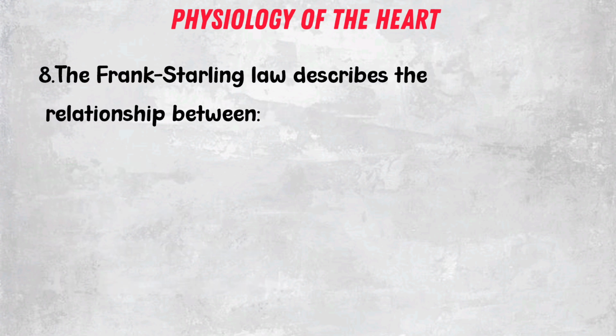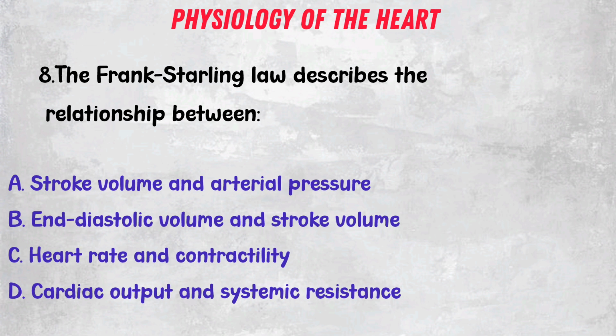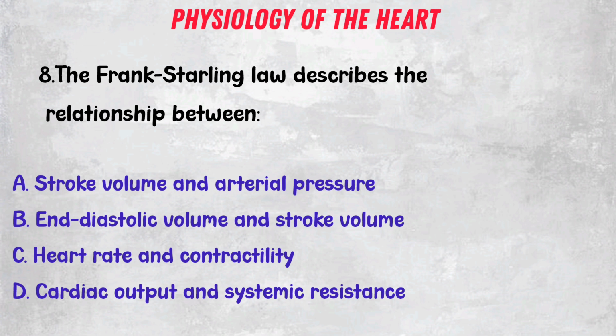The Frank-Starling law describes the relationship between, for the options we have A, stroke volume and arterial pressure, B, end diastolic volume and stroke volume, C, heart rate and contractility, and D, cardiac output and systemic resistance. The answer is B, which is the end diastolic volume and the stroke volume. Now the Frank-Starling mechanism states that the heart pumps more forcefully with increased preload.